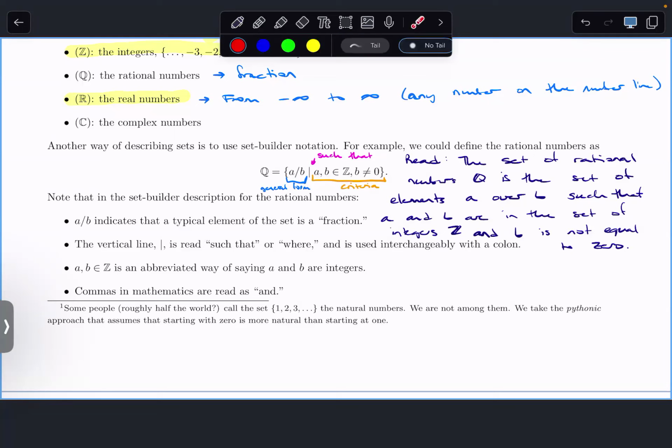One thing that I haven't mentioned yet is that commas you read as "and." So that's why it's A and B are in the set of integers, and B is not equal to 0. Any questions about set builder notation?